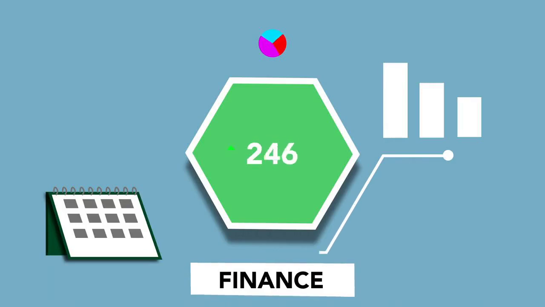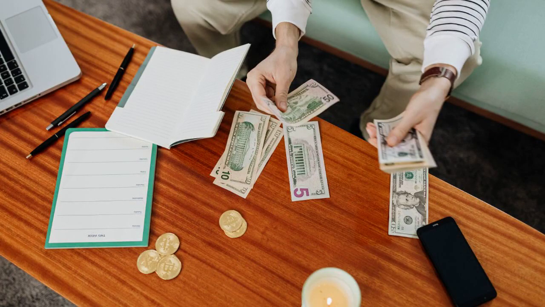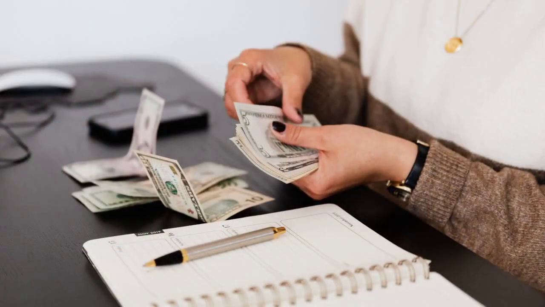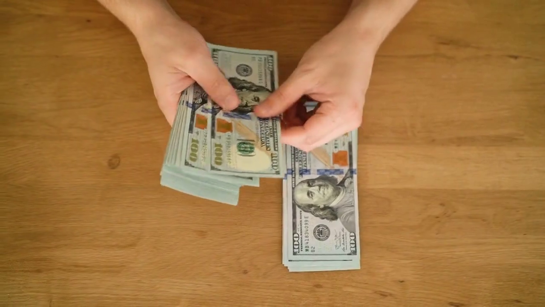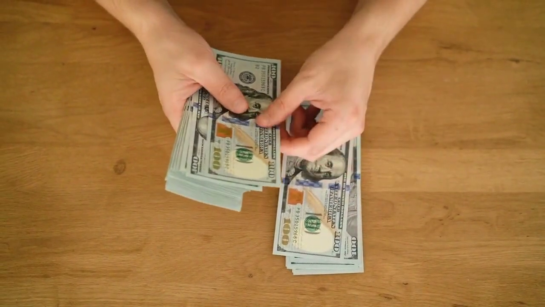Step 1. Calculate your income. Add up all the money you earn each month. Step 2. List your expenses. Make a list of everything you spend money on. Split them into fixed expenses, like rent, and flexible expenses, like groceries.